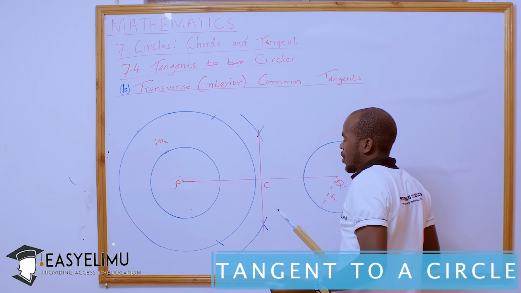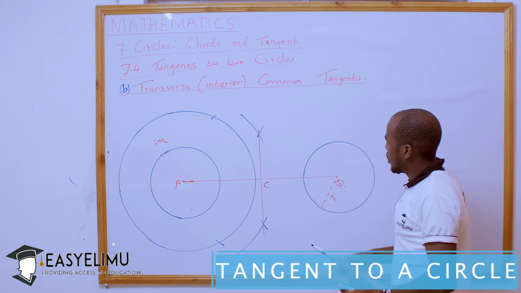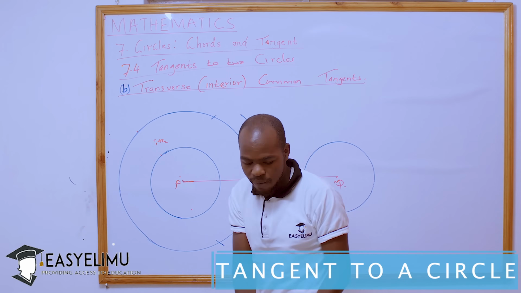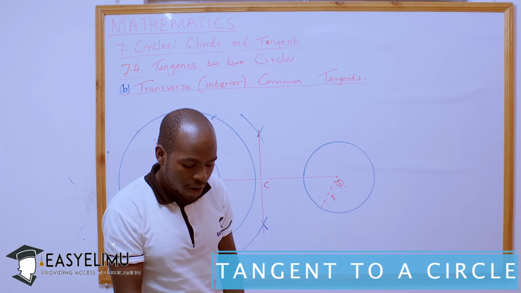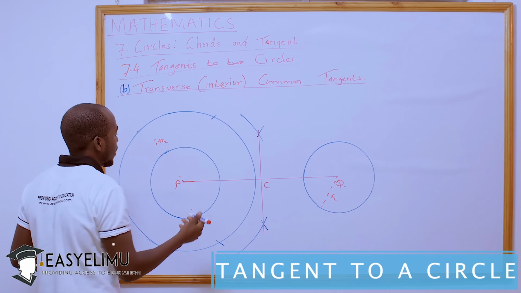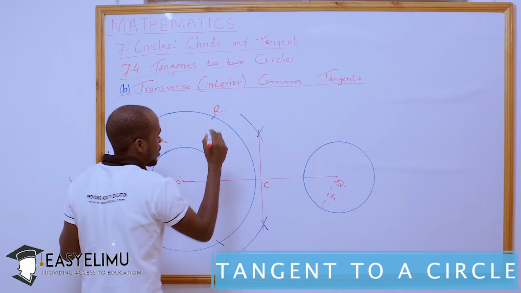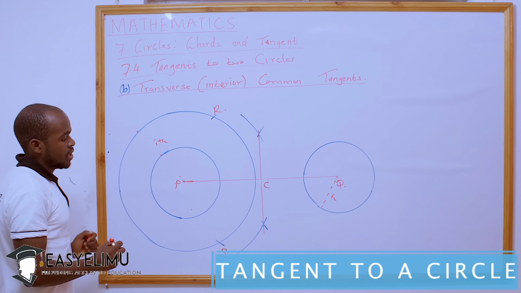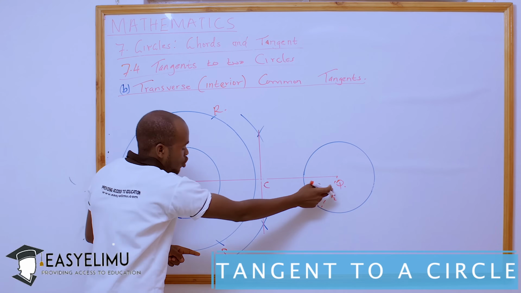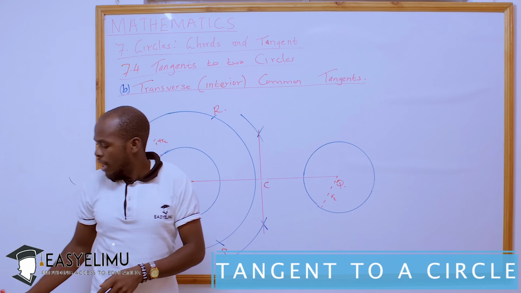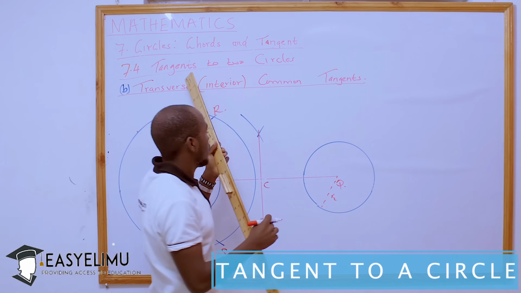After cutting that way, then join Q. Let's name the points on that circle. The one which is cut at the top, we give it the name R, and the arc here be S, such that we now join Q to S and Q to R. And if we do that, we are going to have this.